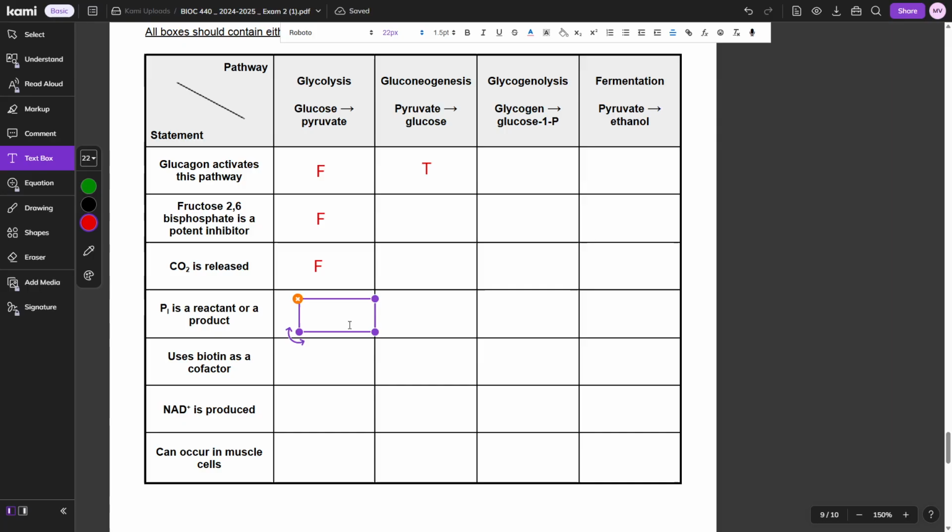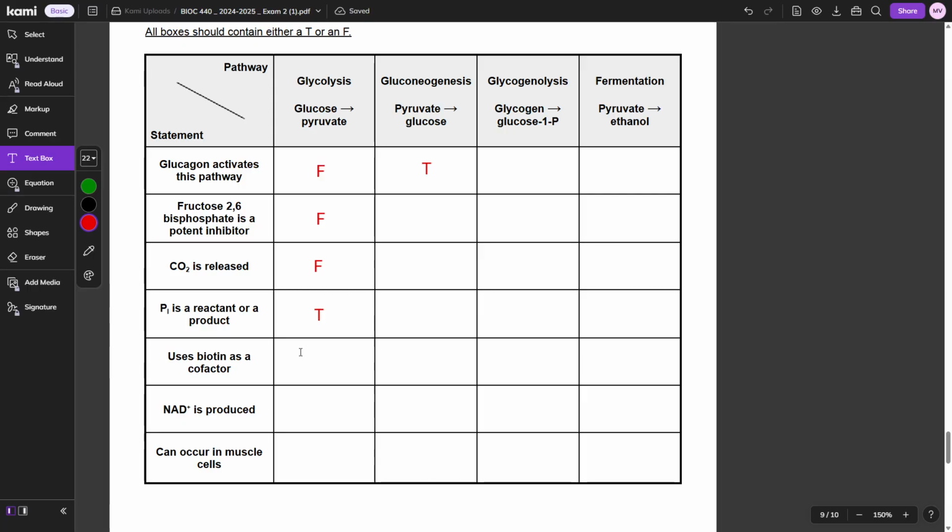Reactant, right? So it's using it as a reactant. That's true. It says reactant or product, but they could easily ask as a product, and you have to say no, because it's not a product. It's a reactant in glycolysis. Uses biotin as a cofactor.